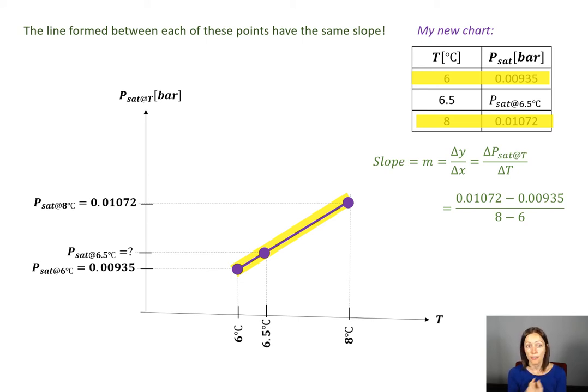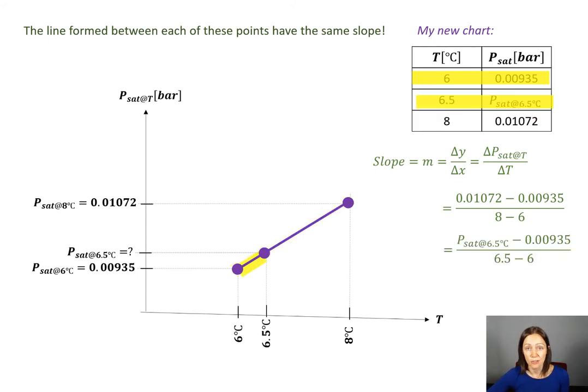So what I do is I make a chart just like this one, and I work from the bottom to the top. So delta y, well, the bottom coordinate on my table is 0.01072 minus 0.00935. And then I look at the denominator. Bottom is 8 minus 6. All right, so that's my first slope.